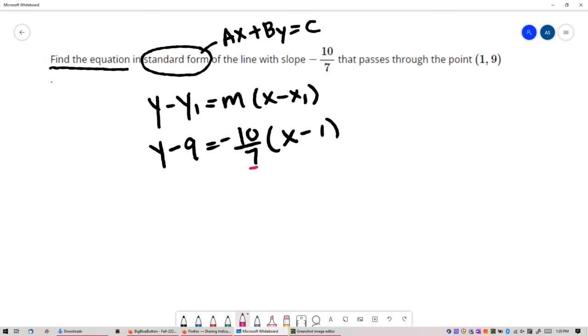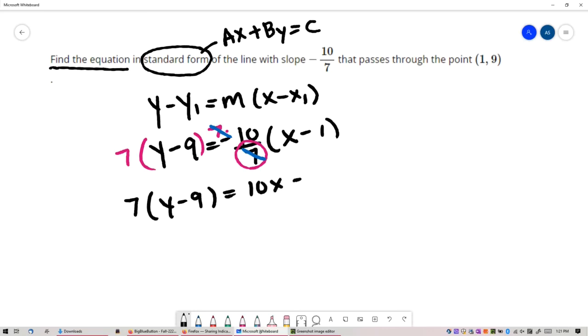So what I'll do is I'll use the clearing fractions technique to get rid of this 7. I'm going to multiply by 7 on the left and multiply by 7 on the right. That cancels the 7's on the left. So I have 7 times y minus 9 equals 10 times x minus 1. I'll use the distributive property. That's 7y minus 63 equals 10x minus 10.